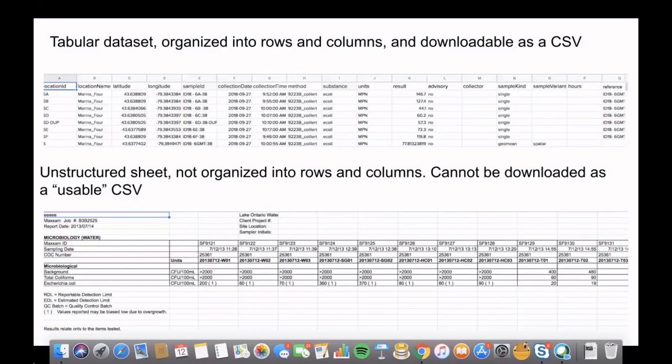I'm really visual, so everyone knows what I'm talking about when I say organize your data sheets, this is what I mean. Tabular data sets, organized into rows and columns, should be downloadable as a CSV. That's something you can do right away today. Below is an unstructured sheet, which is not organized into rows and columns, and you can't really download it as a usable CSV. It would be mangled a little bit.